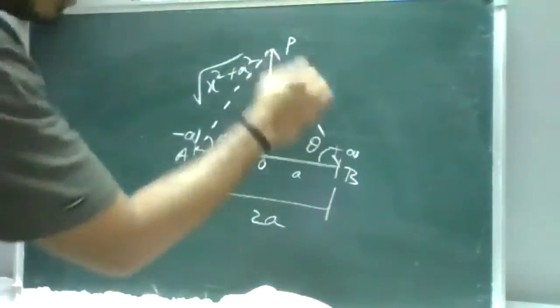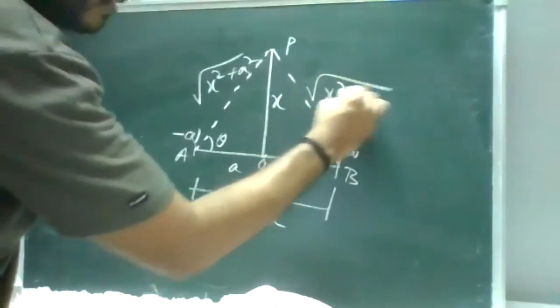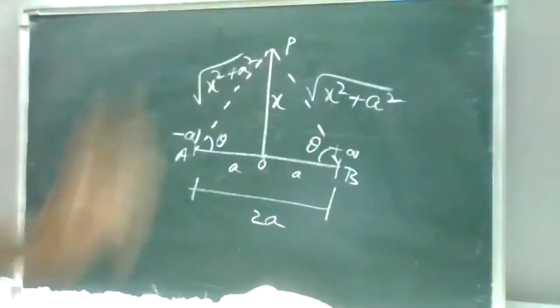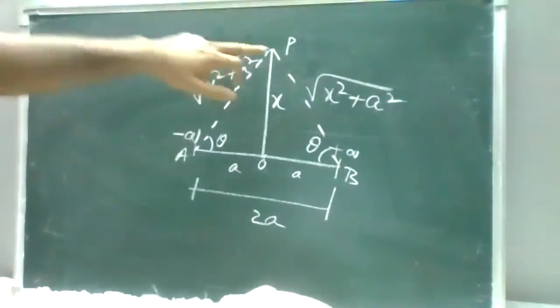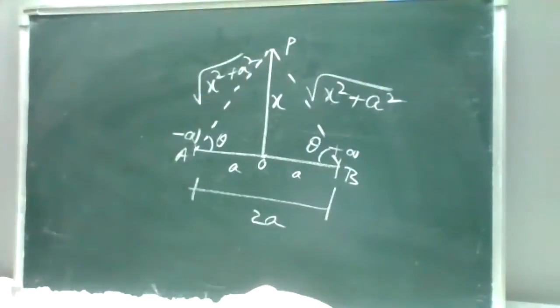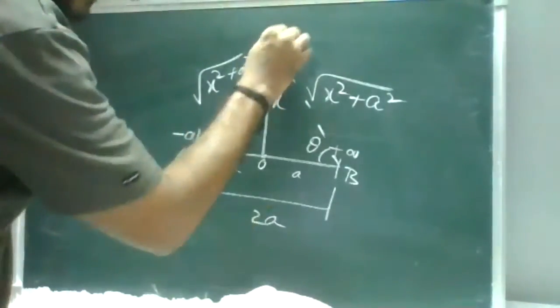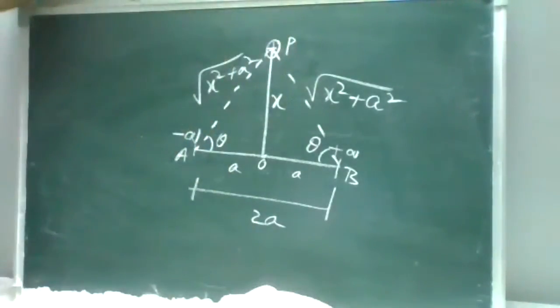The other distance is nothing but your equatorial, so it is x square plus a square. Okay, x square plus a square, and the distance is x square plus a square. Now at the A point, remember, at the P point, what I'll do, I'll take it as a positive charge. I'll assume it as a positive charge.